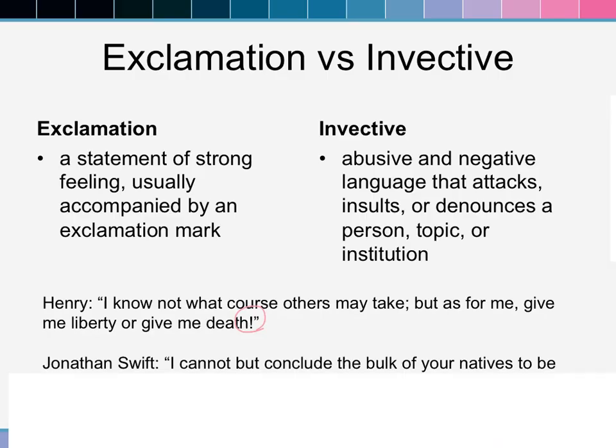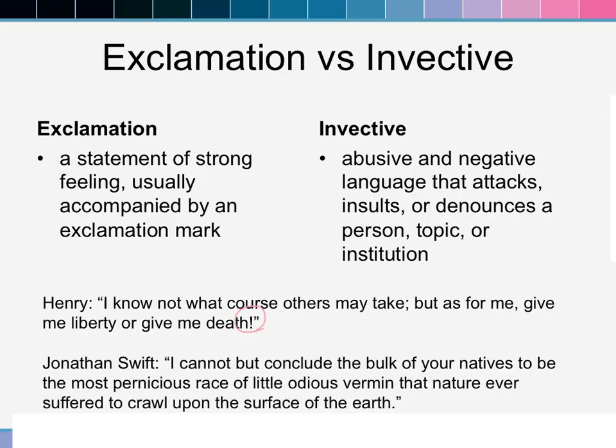When we look at the next example, we see Jonathan Swift saying, "I cannot but conclude the bulk of your natives to be the most pernicious race of little odious vermin that nature ever suffered to crawl upon the surface of the earth." The thing that makes this one a little different is, obviously, we're not going to see that exclamation point. Sometimes it's there, but not normally. However, what we do see is that we're talking about the natives, and we are absolutely insulting them as a whole. We are saying that they are the most pernicious race of little odious vermin that ever were suffered to crawl upon the surface of the earth. So obviously very negative and directed specifically towards something.